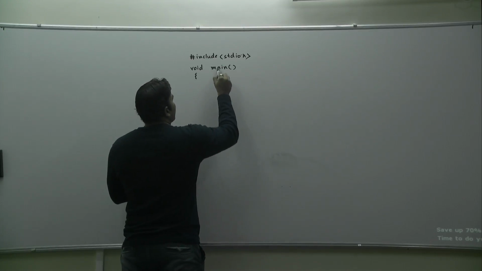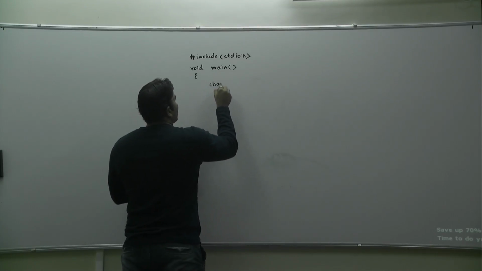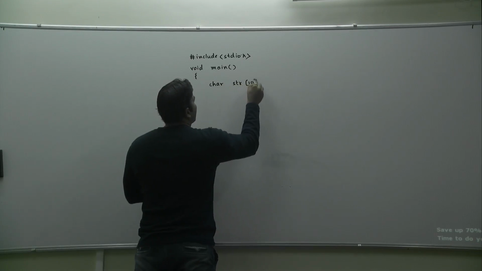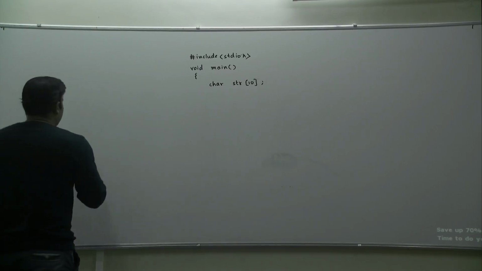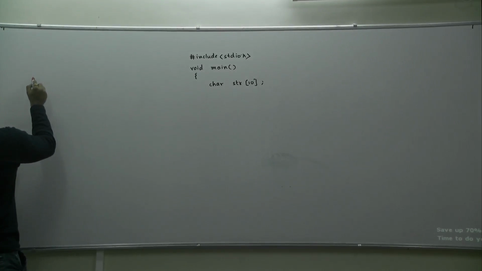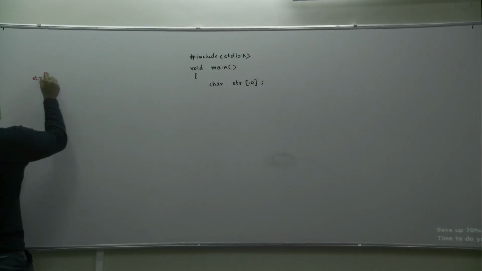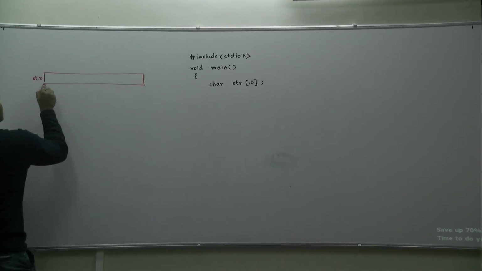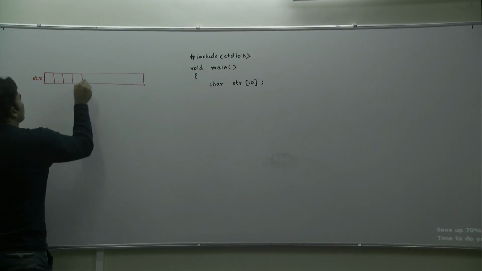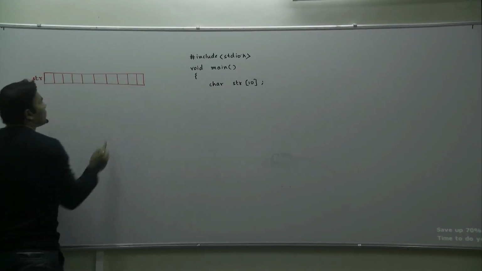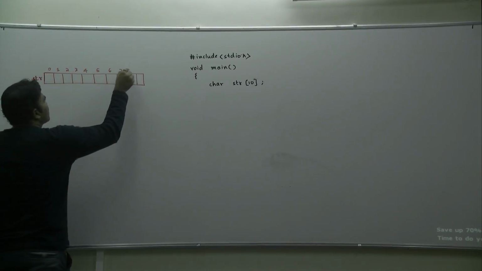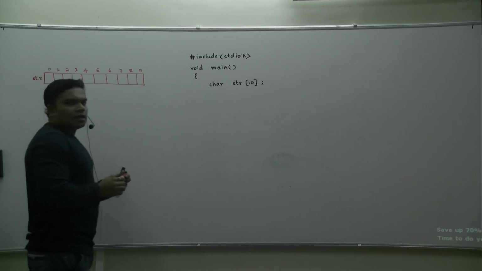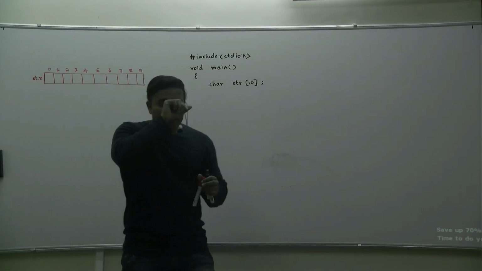This is our main function. In the main function this time, one character str of 10 I would be creating, which technically means I have created one array called str with totally 10 locations: 1, 2, 3, 4, 5, 6, 7, 8, 9, 10 locations. Of course, we call these locations 0, 1, 2, 3, 4, 5, 6, 7, 8, 9. This is the way I have been representing all these days.